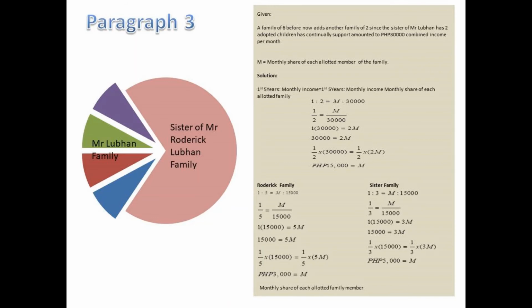For his sister's family, we got 1:3 is equal to M:15,000. So 1/3 is equal to M/15,000. You cross multiply 15,000 multiplied to 1 and 3 multiplied to M. So we got 15,000 is equal to 3M. Again, divide both sides by 3. So we got M is equal to 5,000 pesos. This is the monthly share of each allotted family member of his sister's family.